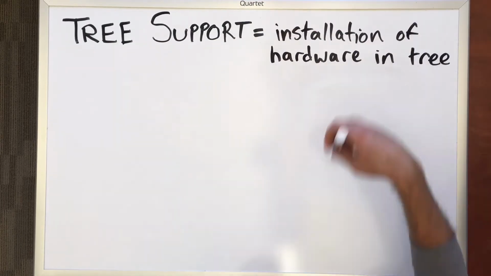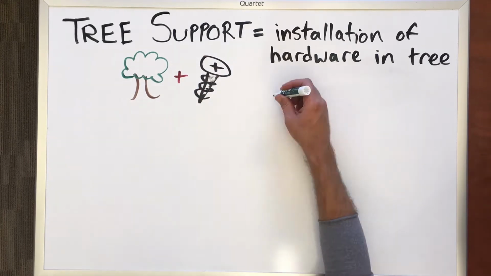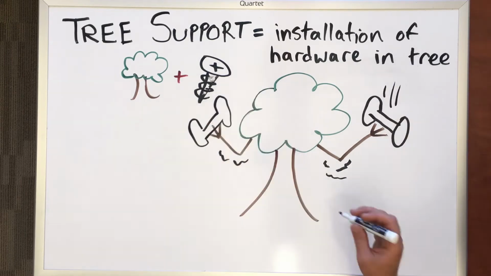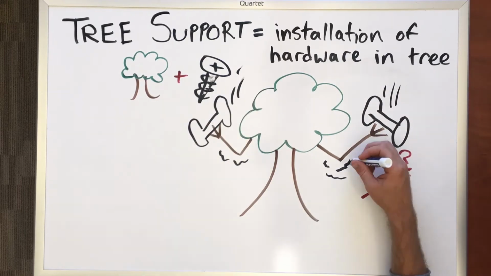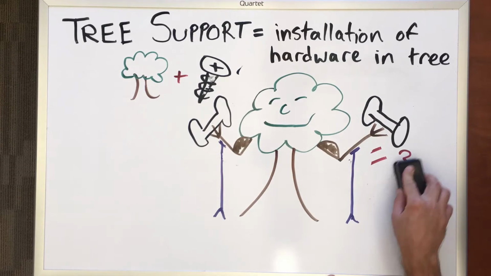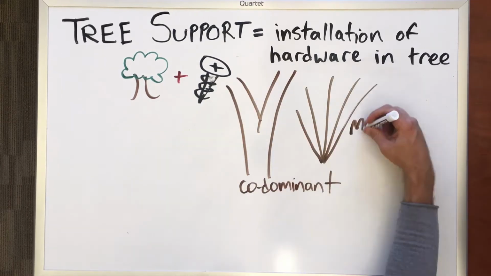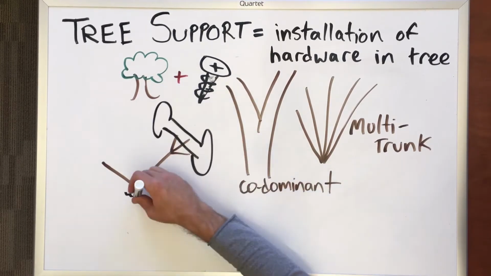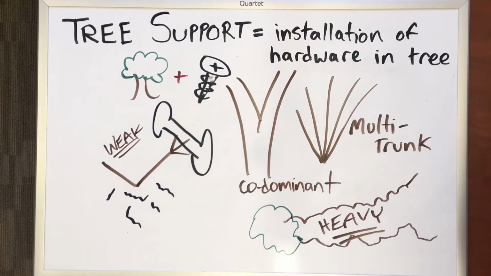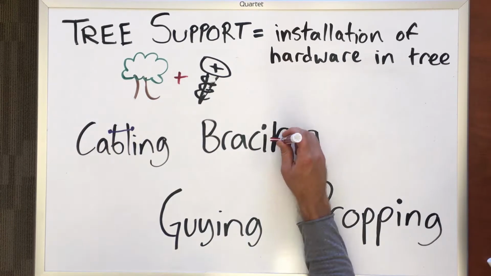First off, tree support. Basically what you need to know is that tree support is the installation of hardware in a tree. This is done in order to provide supplemental support by limiting movement when the strength of an entire tree or tree part is in question. Tree support is generally employed when a tree has a weakness that may create a higher risk of failure. This includes codominant stems, multi-stem trees, weak-wooded trees, or excessively heavy limbs. Tree support can take the form of cabling, bracing, guying, or propping, and we'll discuss each of these in turn.